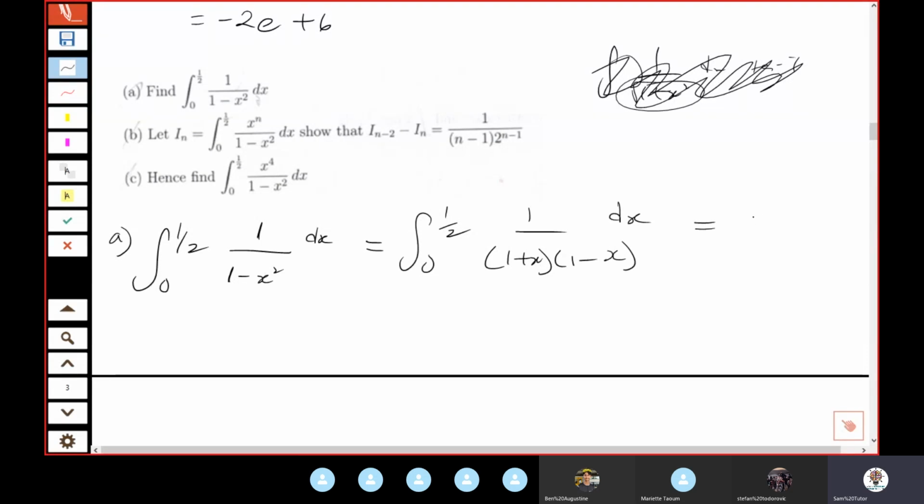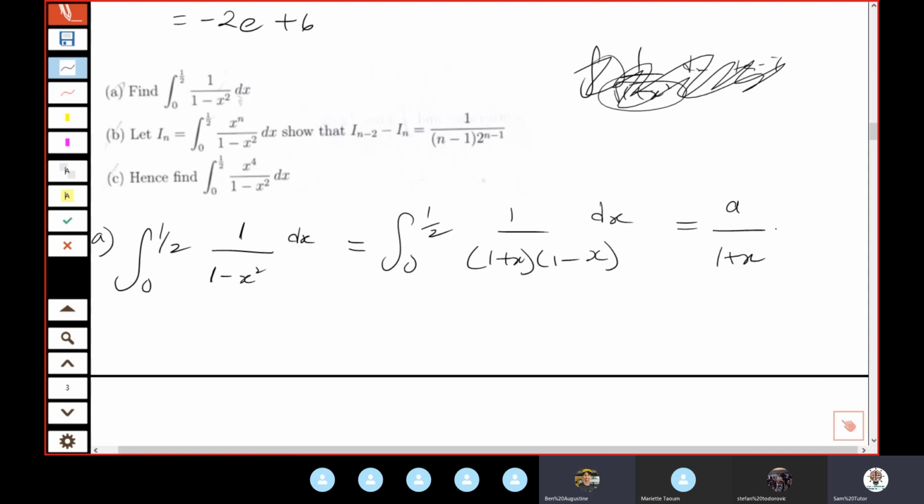And then what do we do, Ben? Make it equal to A, B, and C, right? A over 1 plus x, plus B over 1 minus x, and then 1 equals A times 1 minus x plus B times 1 plus x. You let x equal to what to get rid of this one? You let it equal 1. x equals 1, therefore 1 equals 1 plus 1 to B, so B equals a half.